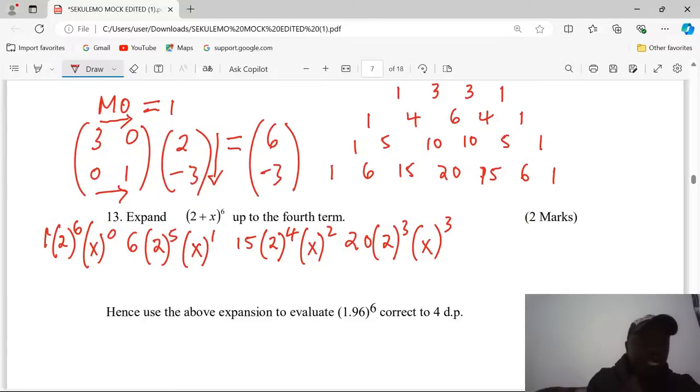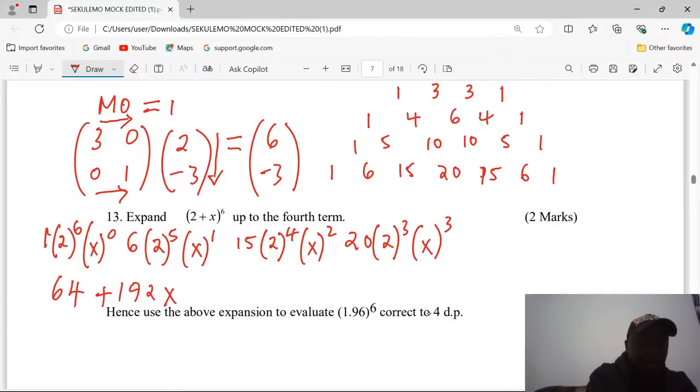X power 0 is also 1. So we will get 64 as the first term. Then we add 2 power 5, which is 32, times 6 times x. So 32 times 6 gives us 192.